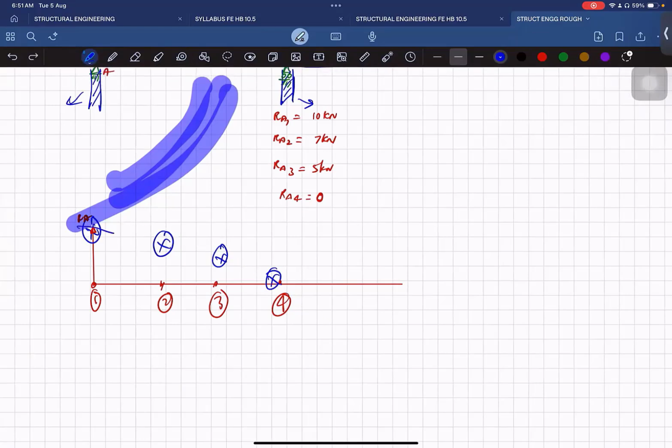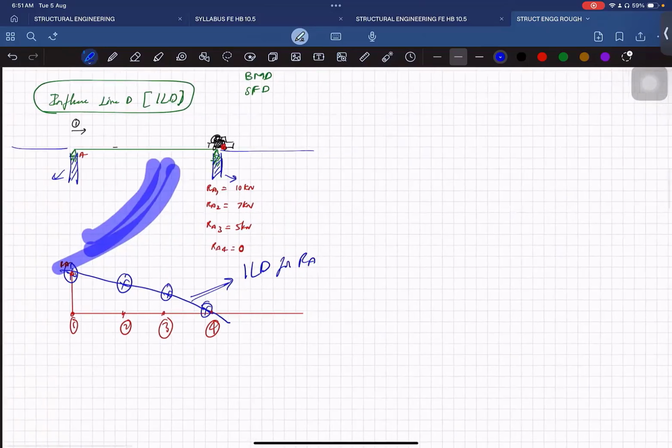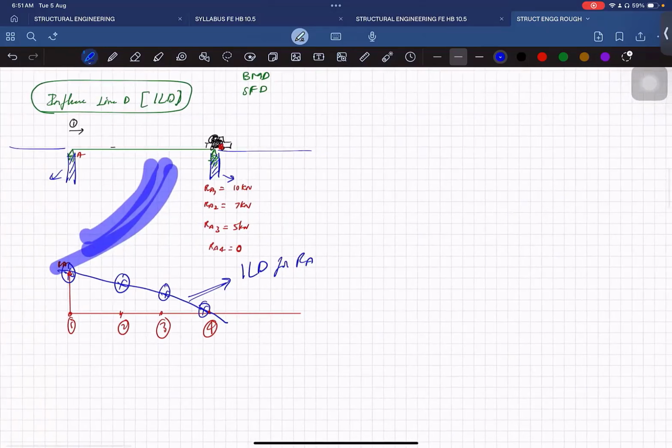Anyway, if I draw this line connecting this, then we call this line the influence line diagram for reaction at A. So ILD for reaction at A. This is how we draw influence line diagrams. Influence line diagrams can be drawn for different reactions, for bending moments at a particular location. It can be drawn even for the shear force.